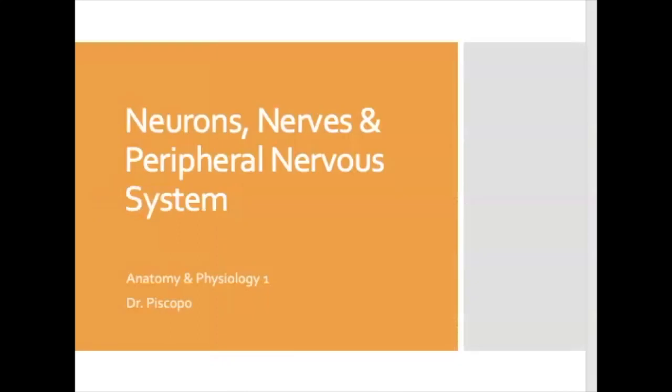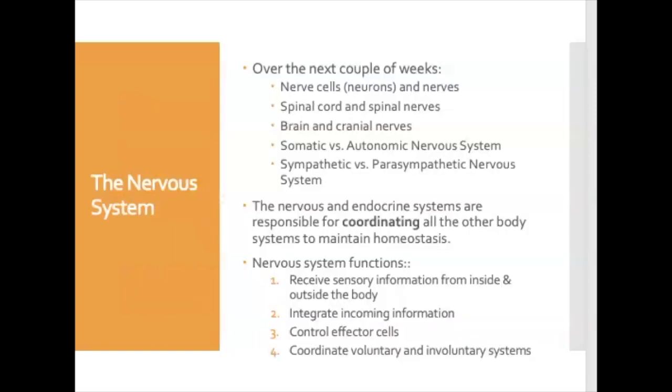Today we're going to be talking about neurons, nerves, and the peripheral nervous system. Over the next couple of weeks, we're going to be talking about the types of cells that make up this last type of tissue that we'll be talking about this semester, nervous tissue. So far, we've talked about epithelial tissue, connective tissue, muscle tissue, and now nervous tissue. We'll be talking about the cells that are found in nervous tissue, as well as structures called nerves that are found in the nervous system.